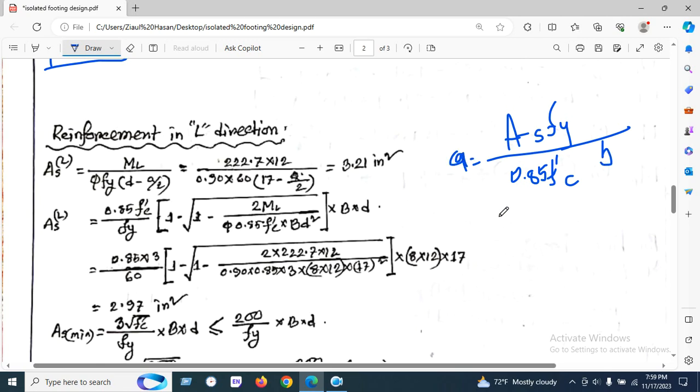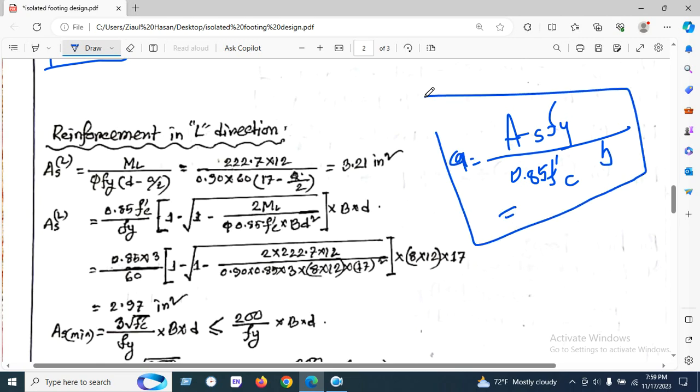The value will be A, and we give many trials, then we will get the value of A and put this value. On the other hand, we can calculate this value in a scientific calculator. We just use ANS, answer, put all values, and click equal again and again until the value stops changing, and we will get 3.12 inches square. So this is the short form. You can use this, or you can try this.